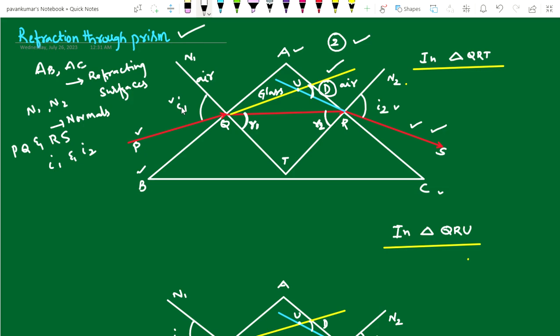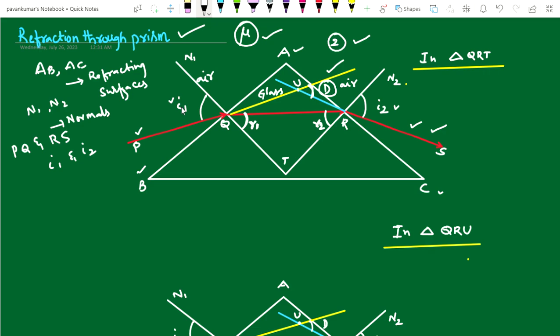In order to find the refractive index of the prism, we have to go through some geometrical properties. We have to apply the geometrical properties to obtain the refractive index of the prism. Let us consider the triangle QRT in the diagram and apply some geometric properties.